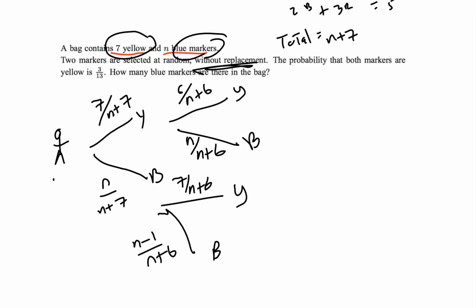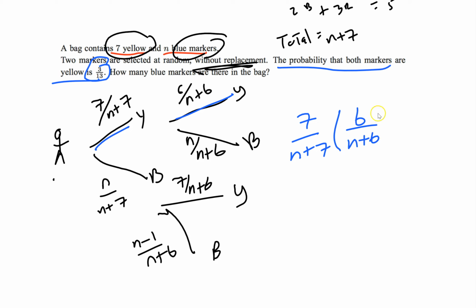And then to finish this out, the probability that both markers are yellow is 3/13. So both yellow. I want yellow, yellow. The only way I could get it is right there. So it's going to be 7/(n+7) times 6/(n+6) equals 3/13.